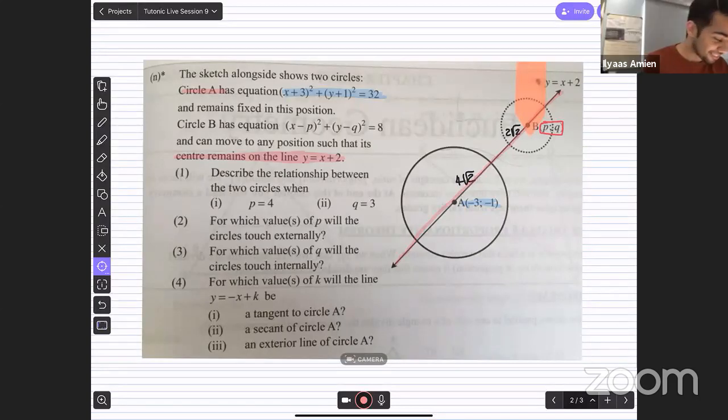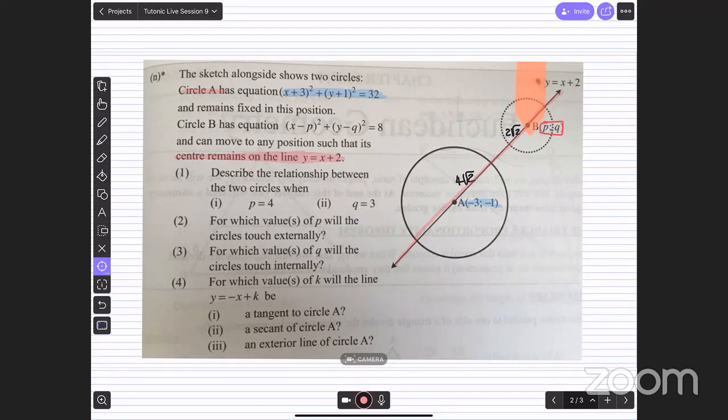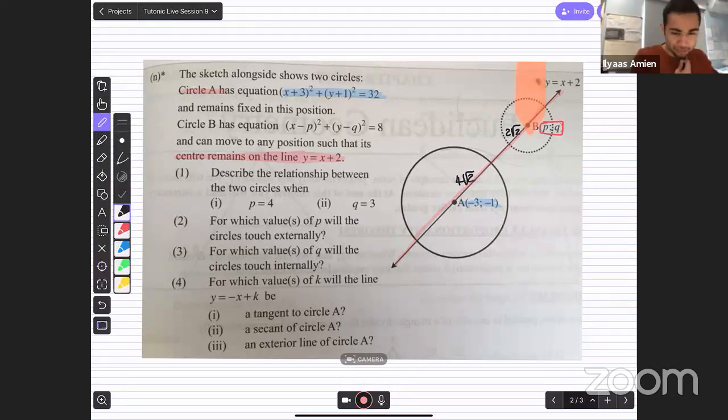Nafisa, does this ring a bell? If you use a circle equation, wherever you see y, you can substitute x plus 2 into that equation. You guys remember that, Naima?